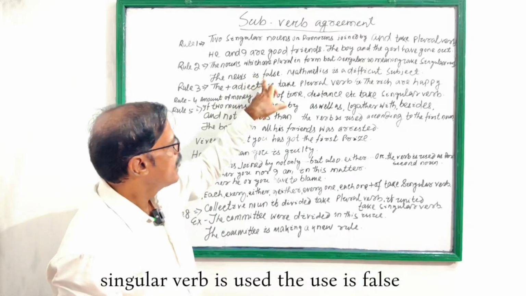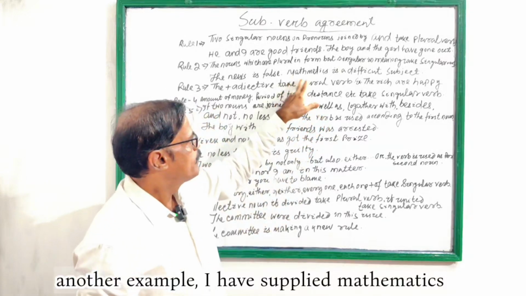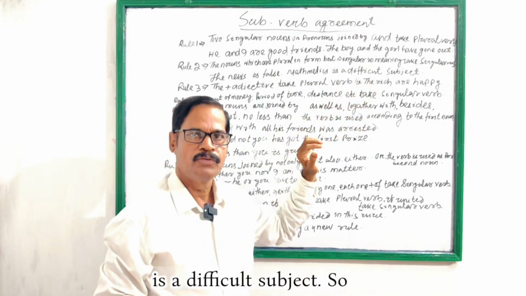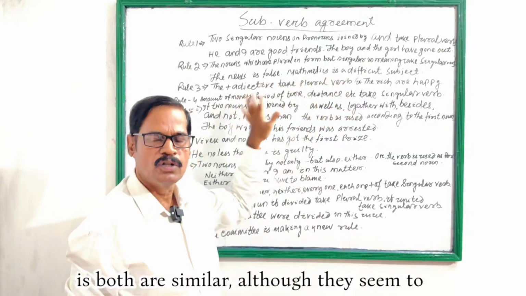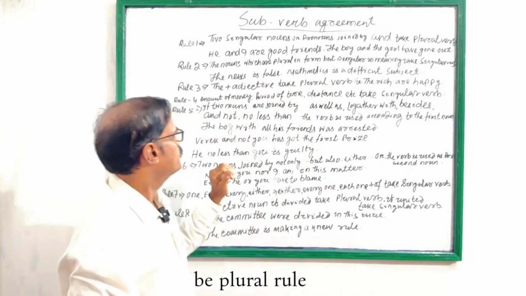The news is false. Another example I have supplied: mathematics is a difficult subject. So mathematics is, news is. Both are singular, although they seem to be plural.